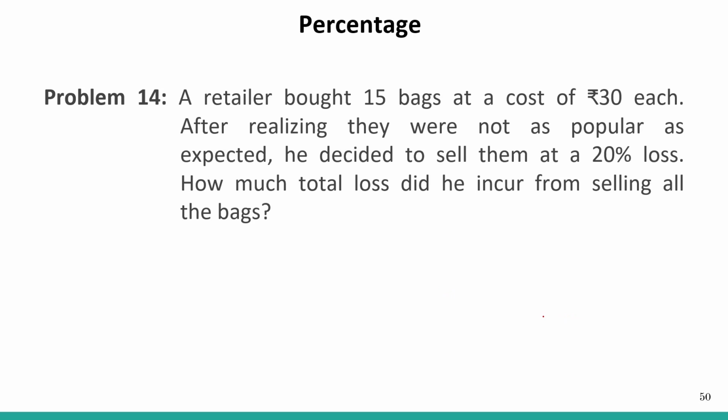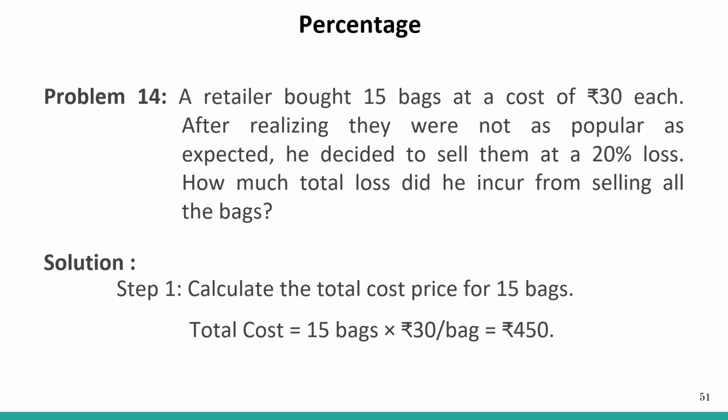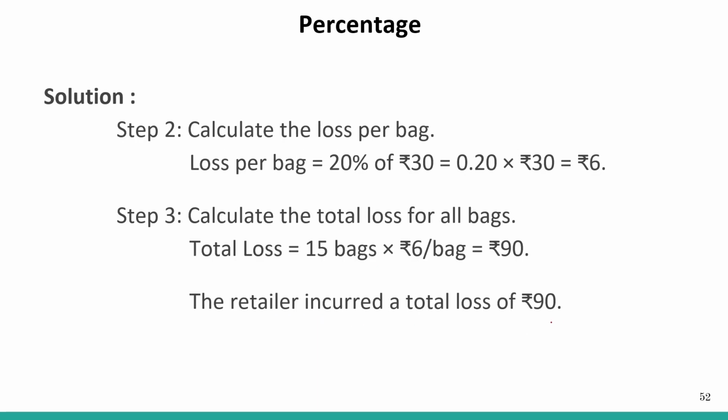A retailer bought 15 bags at a cost of 30 rupees each. After realizing they were not as popular as expected, he decided to sell them at 20% loss. So how much total loss did he incur from selling all the bags? Calculating the total cost price for 15 bags: total cost is equal to 15 bags into 30 rupees per bag, that is 450 rupees. Now calculate the loss per bag. Loss per bag is equal to 20% of 30, so 0.20 into 30 is equal to 6. So 6 is the answer.